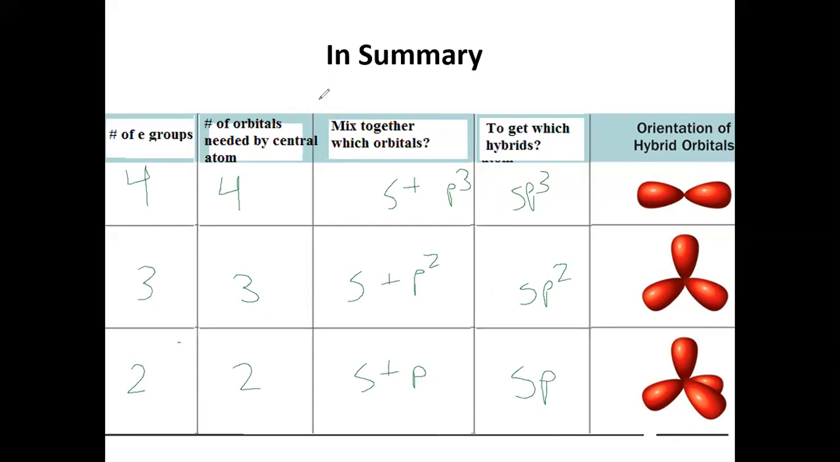So if I have 4 things I'm connected to, I need to use 4 orbitals. Therefore, I need to take an s and all my p's. I'll make sp3. If I'm connected to 3 unique things, it's sp2. If I'm connected to 2 unique things, it is sp. How are you guys with that? Does this make more sense now with the hybridized orbitals?